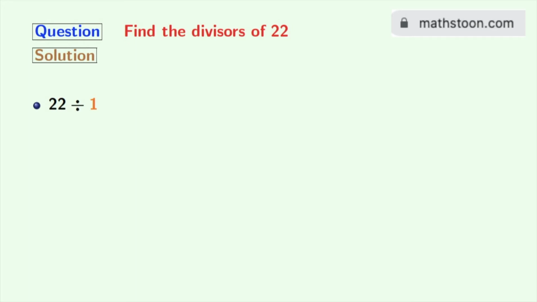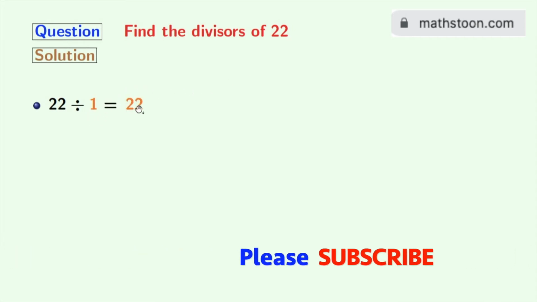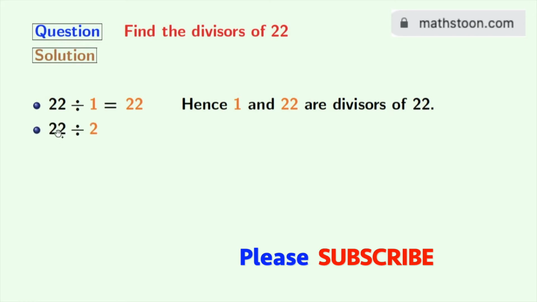Let us divide 22 by 1. So we get 22. Hence 1 and 22 are the divisors of 22. If we divide 22 by 2, we get 11. So 2 and 11 are the divisors of 22.